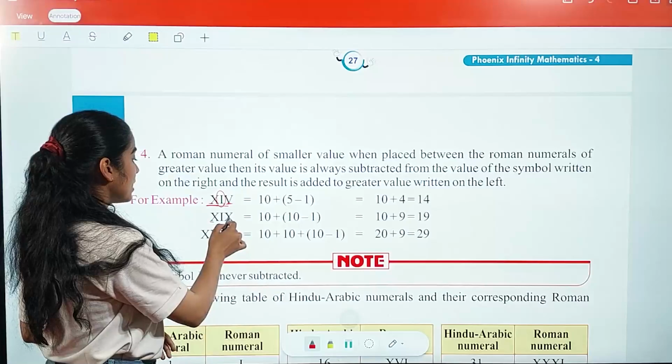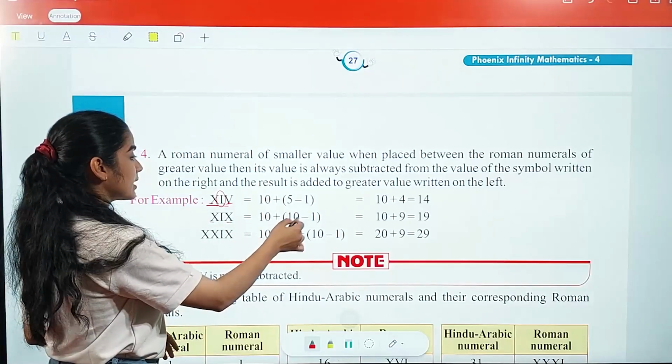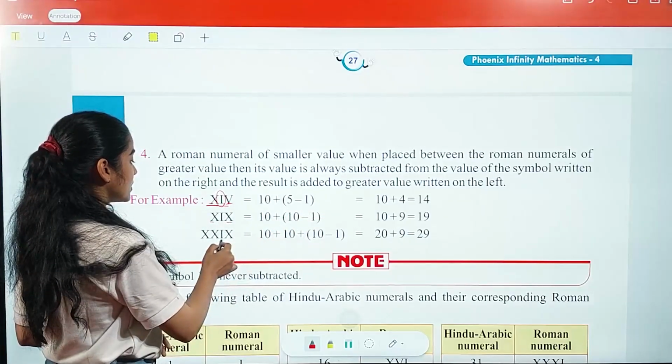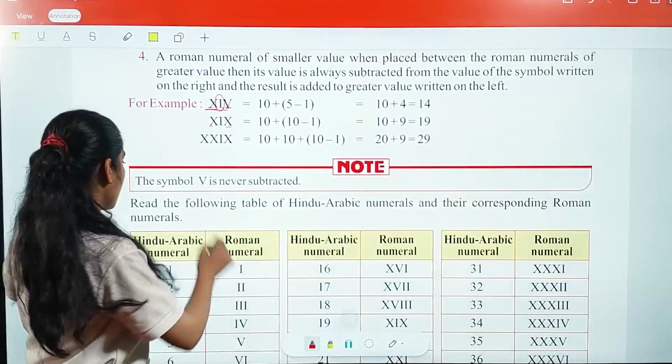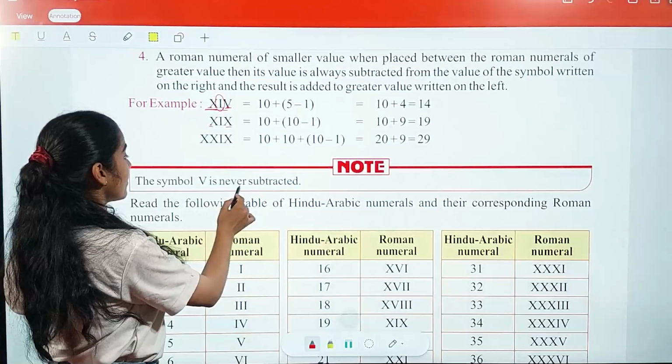Now in this one, 10 minus 1 is 9, so 10 plus 9 is 19. Here again 10 minus 1 is 9, so 20 plus 9 is 29. In the same way you have to do this. The symbol V is never subtracted.